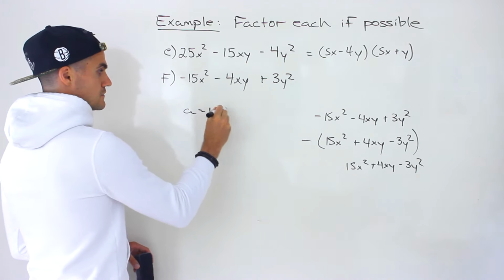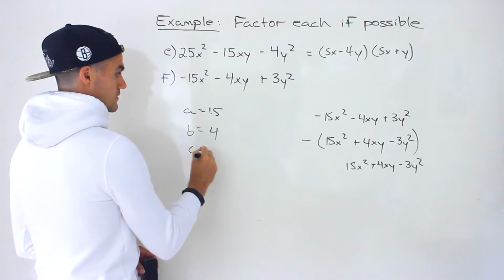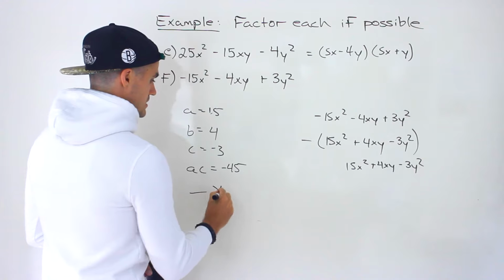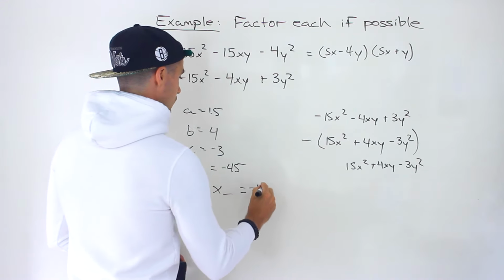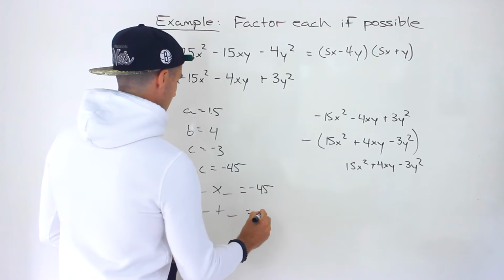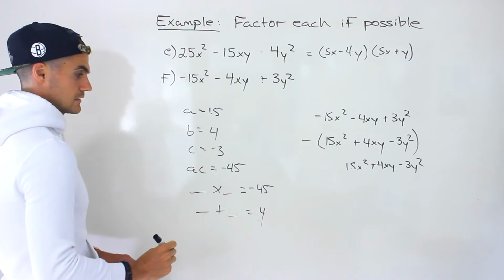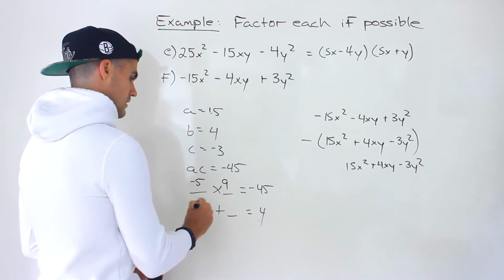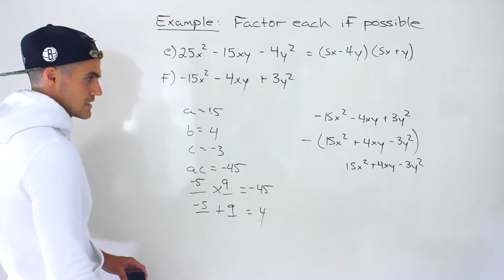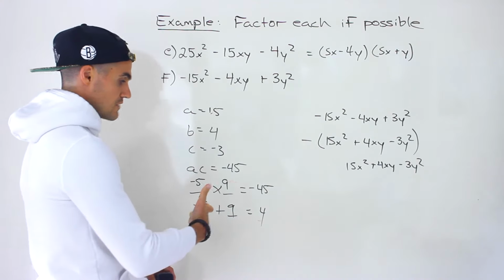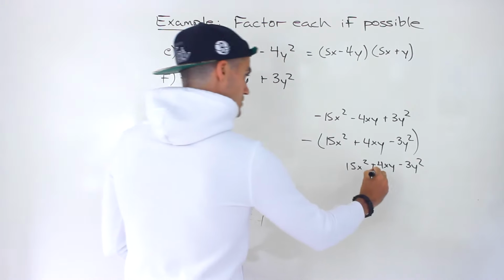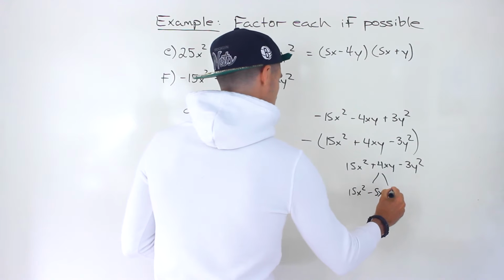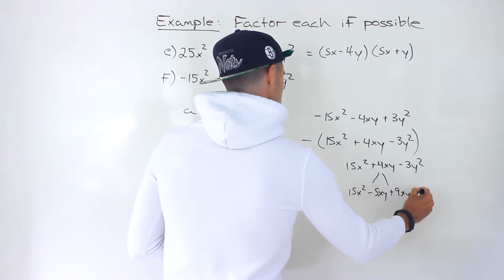So the A value is 15, the B value is 4, the C value is negative 3, the AC value is negative 45. Do we have any numbers that multiply to negative 45, and then add up to that B value of 4, like that? So the two numbers would be negative 5 and positive 9. Negative 5 times 9 gives us negative 45. Negative 5 plus 9 gives us that positive 4. So we'd end up with 15x squared minus 5xy plus 9xy minus 3y squared.